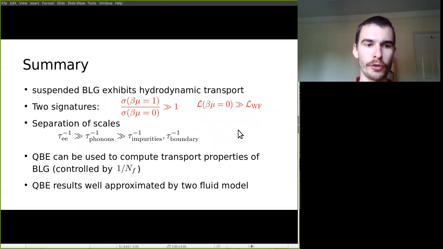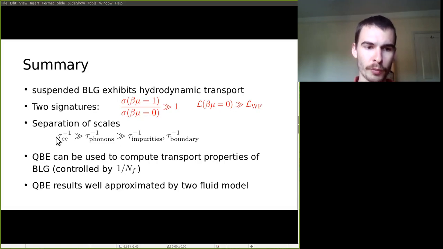So let me conclude at this point. I've explained how suspended bilayer graphene exhibits hydrodynamic transport. I've highlighted two signatures of hydrodynamic transport: the sharp increase in electrical conductivity away from charge neutrality, and the violation of the Wiedemann-Franz law at charge neutrality. And the first one has been observed in experiments. The second signature has not been observed in bilayer graphene. It has been observed in monolayer graphene.